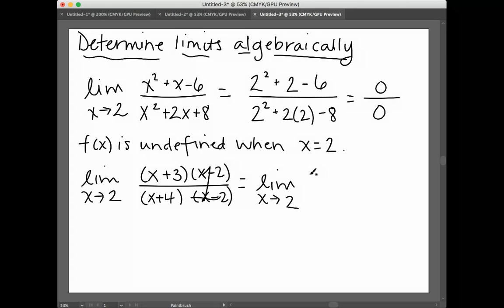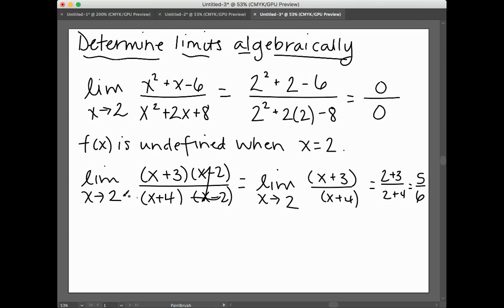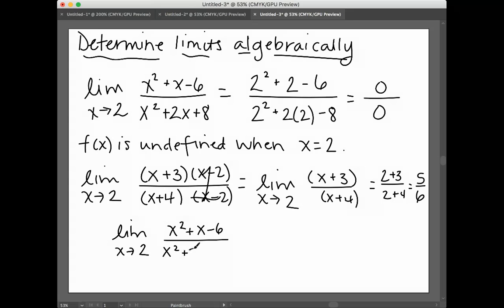So now we're left with the limit as x approaches 2 of (x plus 3) over (x plus 4). Well, now what happens when we plug in 2? We get (2 plus 3) over (2 plus 4), so we get 5 over 6. So it turns out the limit as x approaches 2 of (x squared plus x minus 6) over (x squared plus 2x plus 8) equals 5/6.